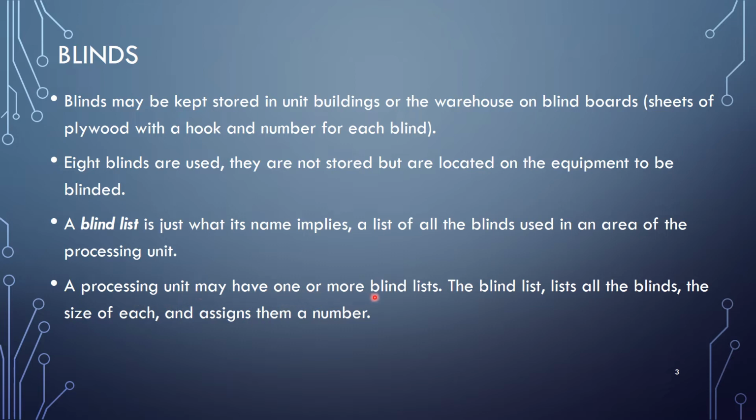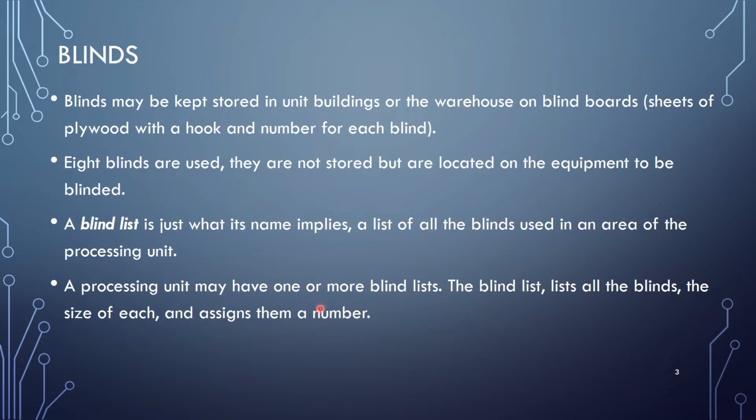The last line is mainly discussing that a processing unit may have one or more blind lists. Usually it should be one or more, because in a plant they have many lines as well as n number of unit operation equipment. Each piece of equipment has around 20 to 50 blinds, not like whatever we are dealing with in our class.